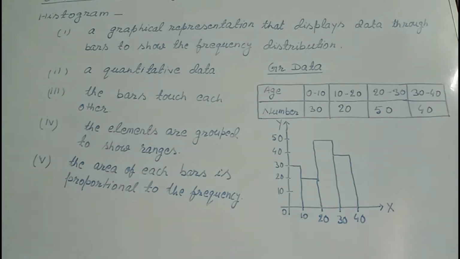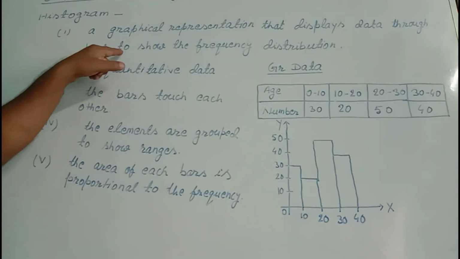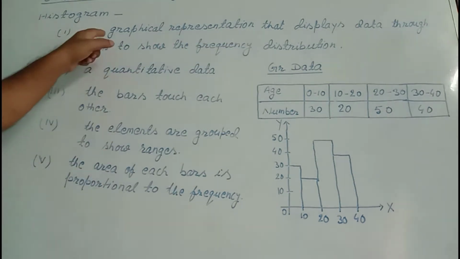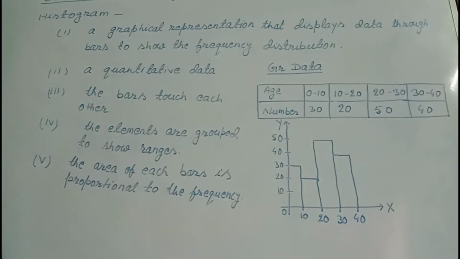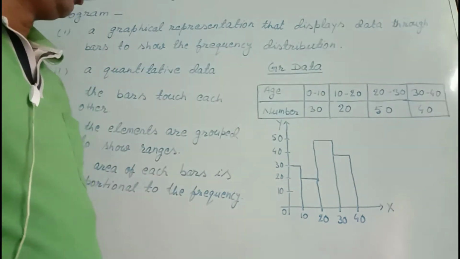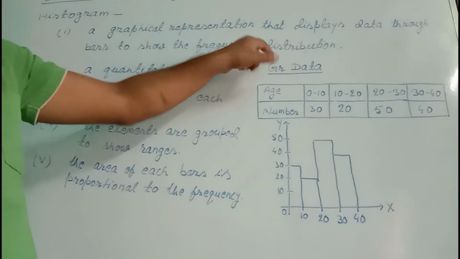A histogram is a graphical representation that displays data through bars to show the frequency distribution. This is the graphical representation. It means this representation is done on the graph sheet, and that representation displays the data through the bar lines, and those bar lines show the frequency distribution.